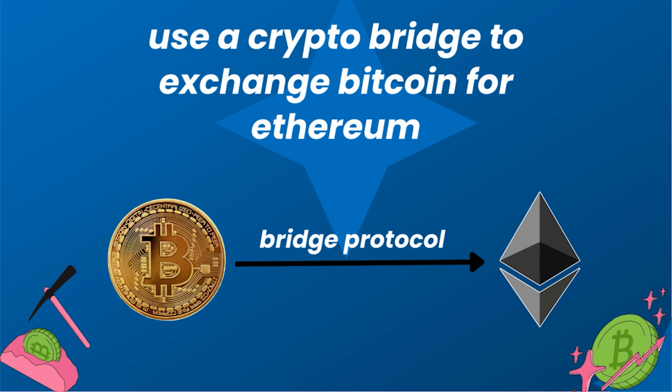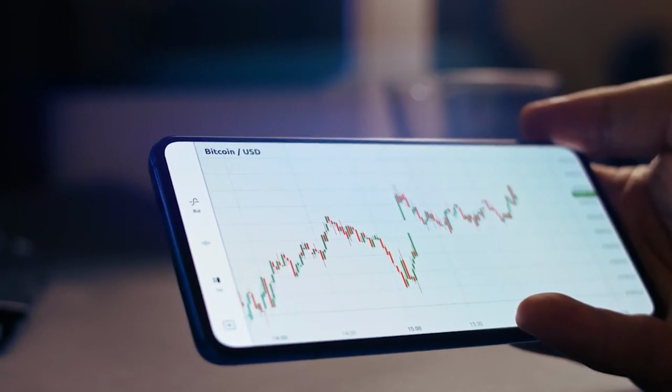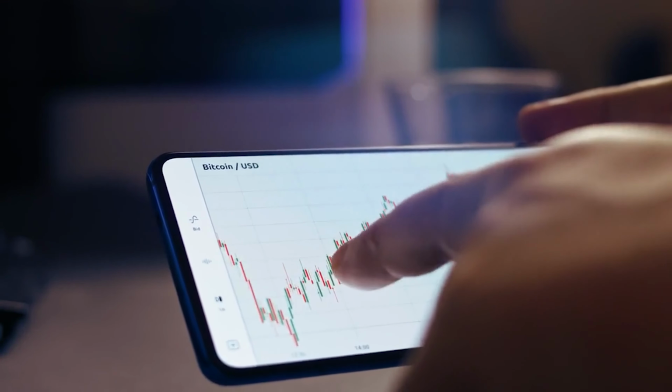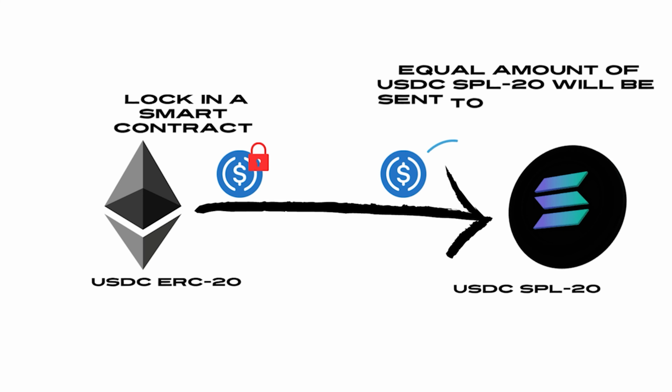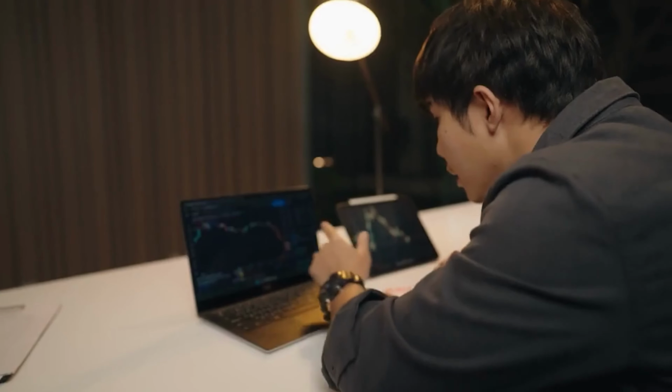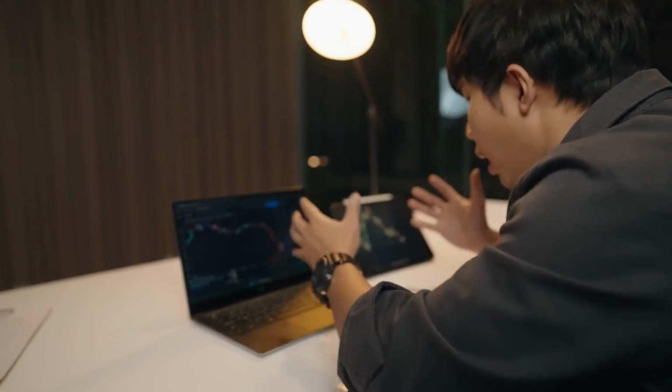The bridge is a DeFi protocol that allows us to move coins and tokens between different blockchains. Let's find out how it works by moving USDC from Ethereum to Solana. The bridge has liquidity in both USDC ERC20, hence Ethereum, and USDC SPL20, Solana. When we interact with the portal, it will take our USDC ERC20 and lock them in a smart contract. At the same time, an equal amount of USDC SPL20 will be sent to our Solana wallet. That's all. The bridge is a real bridge between two different realities.